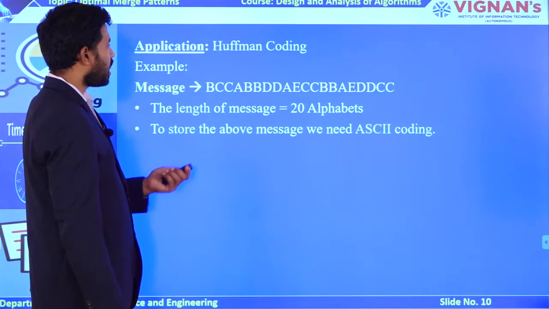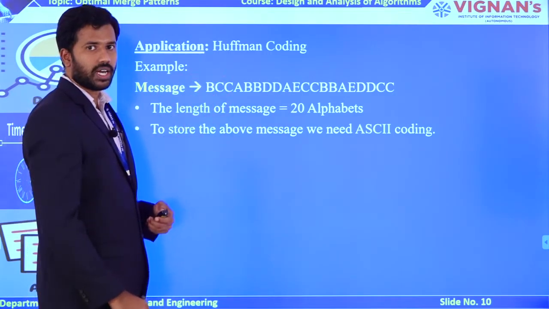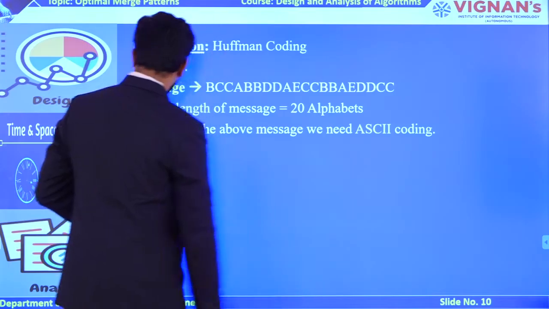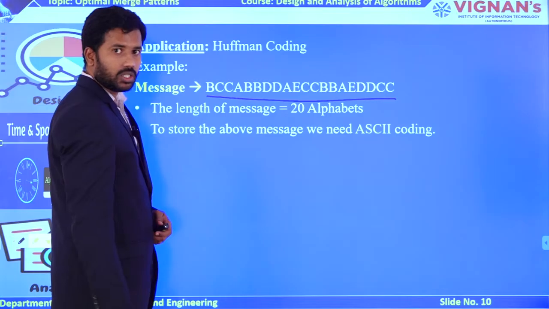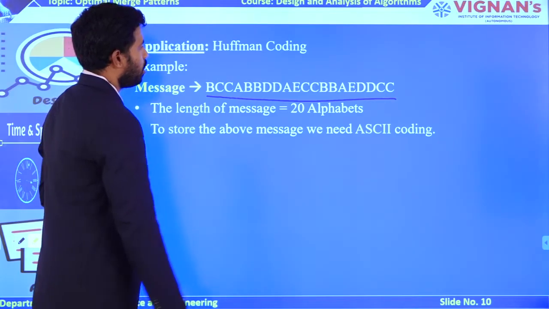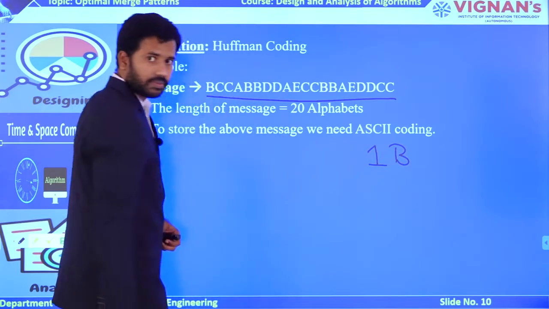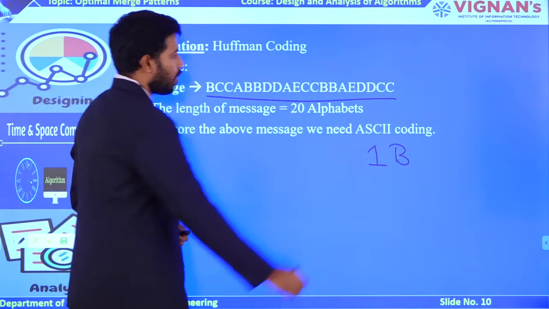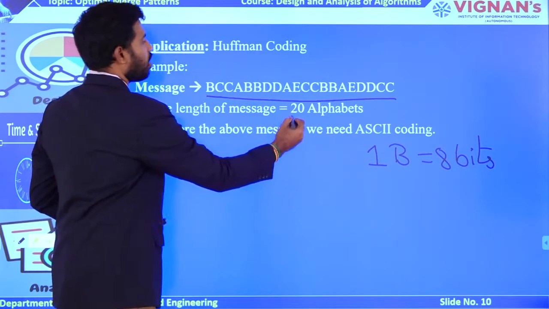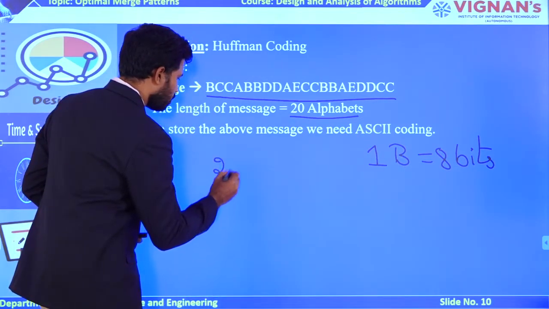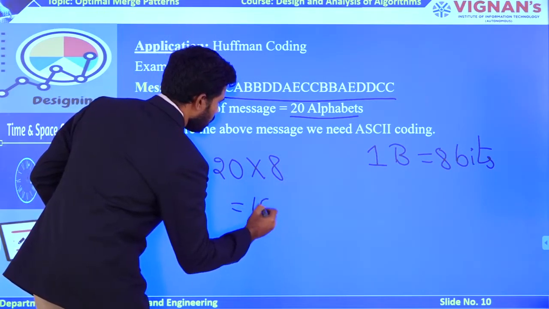If I follow ASCII coding representation to send these 20 alphabets from sender to receiver, what type of data are you sending? Character type of data. In the ASCII coding system, how many bytes does a character occupy? 1 byte, right? So 1 byte means 8 bits. How many alphabets are there? 20 alphabets. Every alphabet occupies 8 bits. Together it is going to be 160 bits.